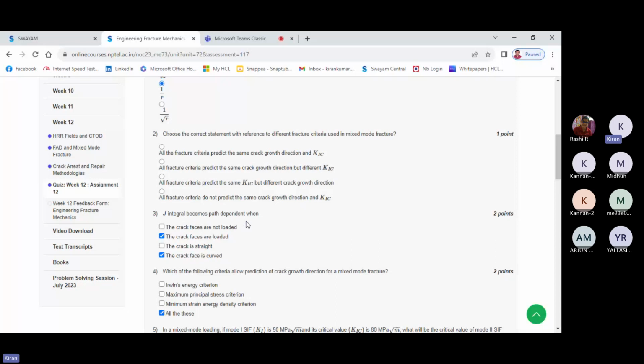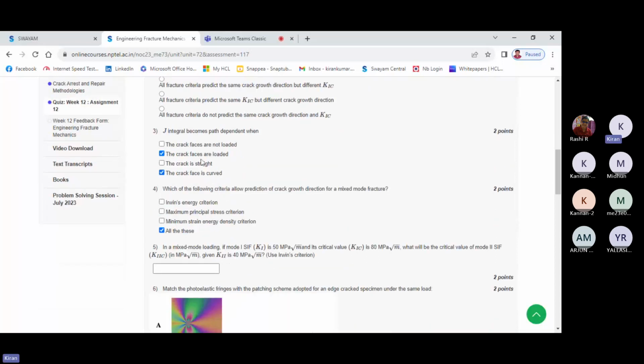So the other one, now look at this question: J integral becomes path dependent when crack faces are loaded. Is it okay for you guys? Are you okay with this answer?